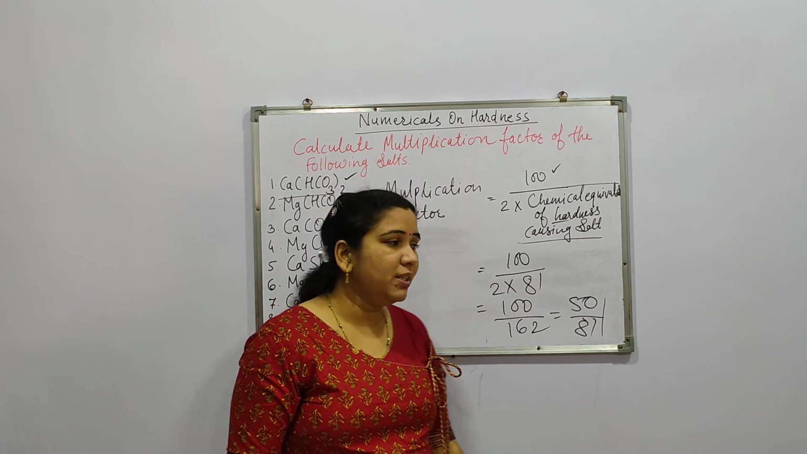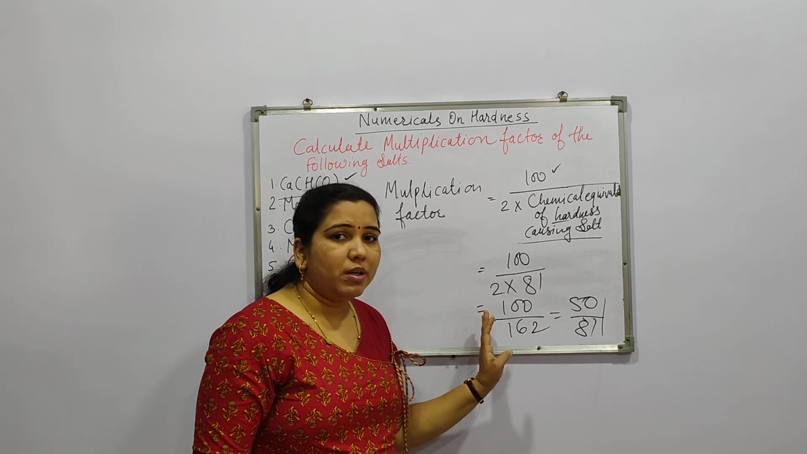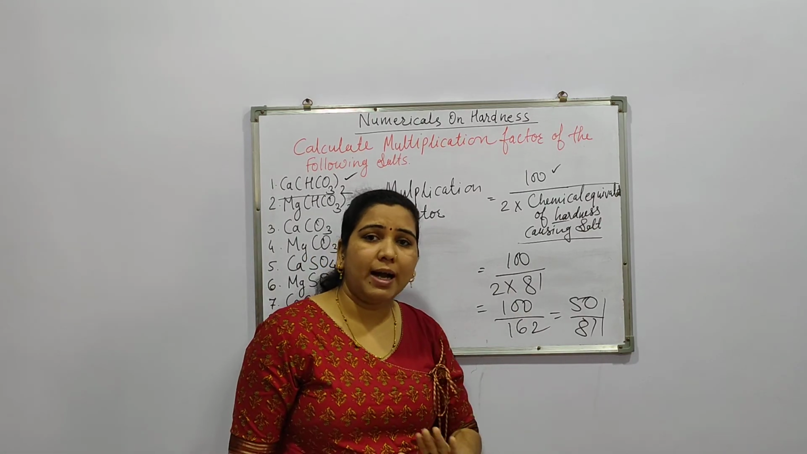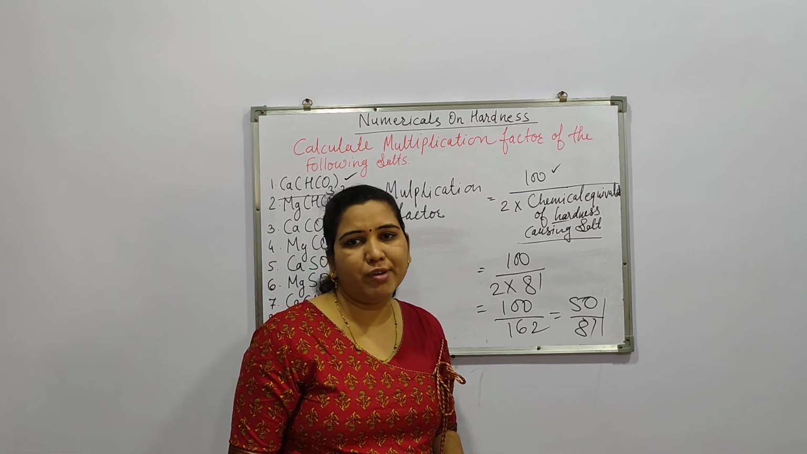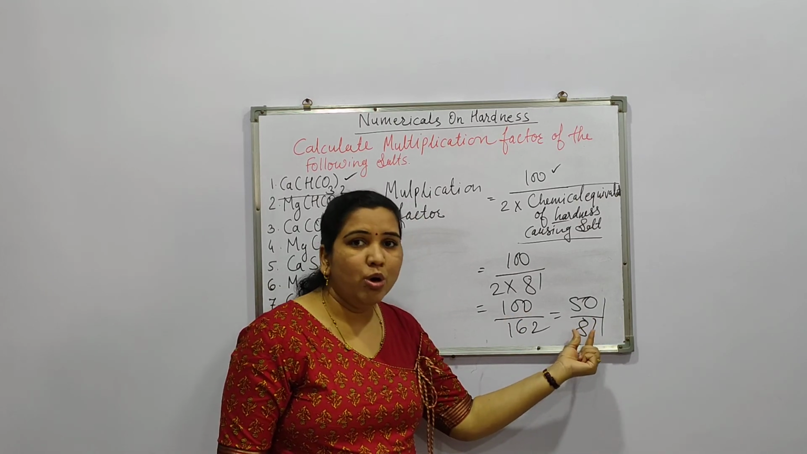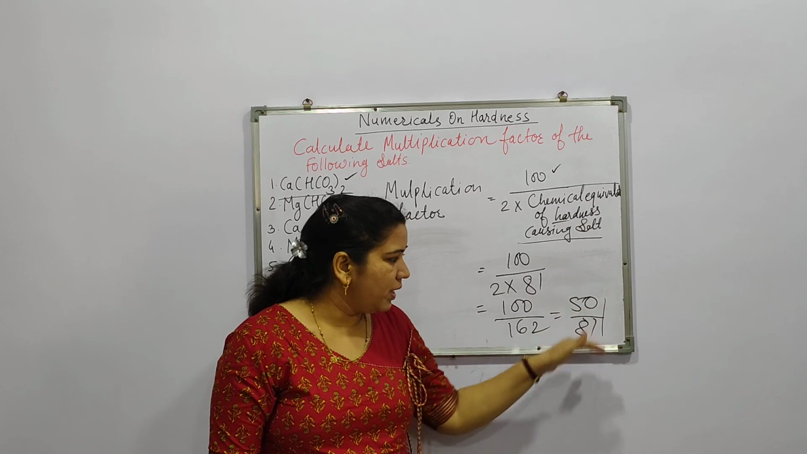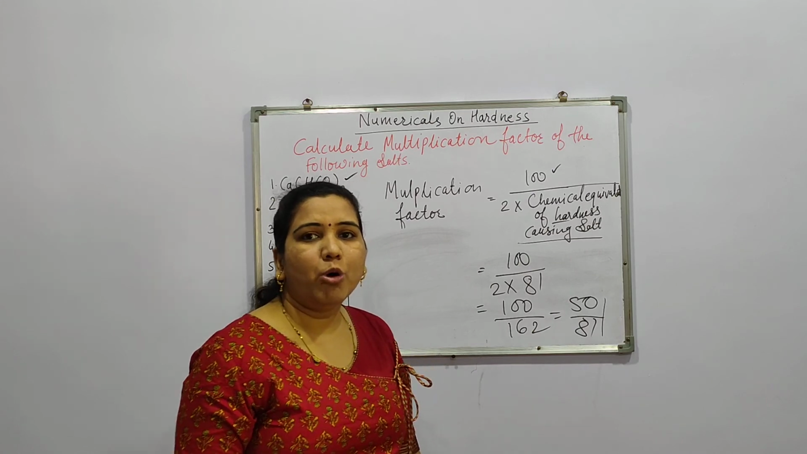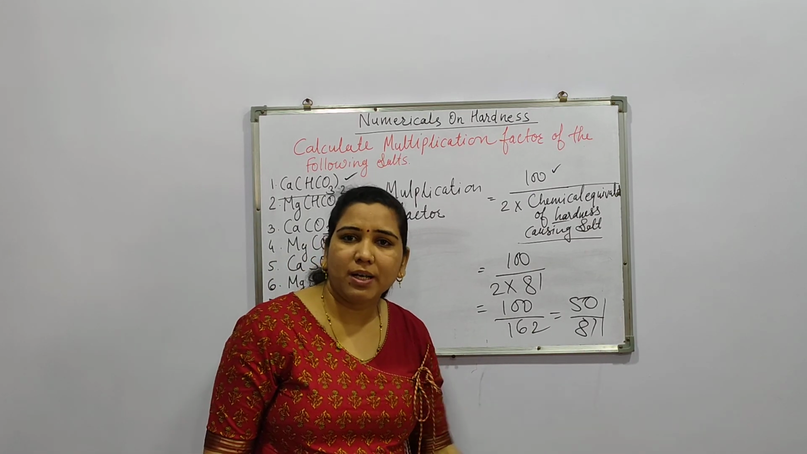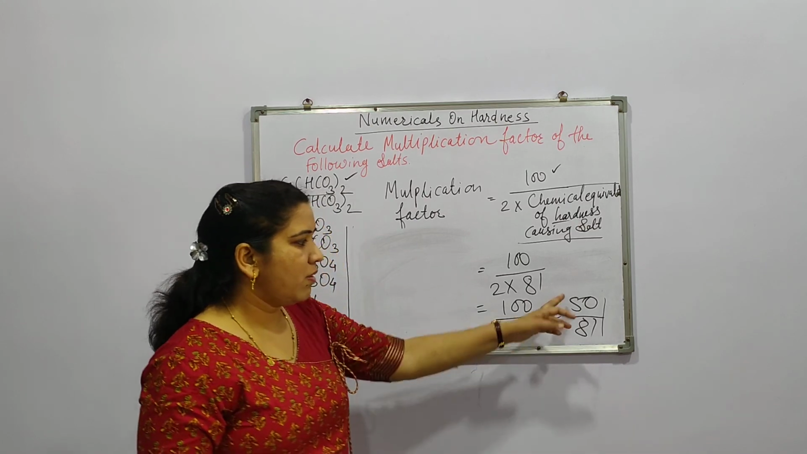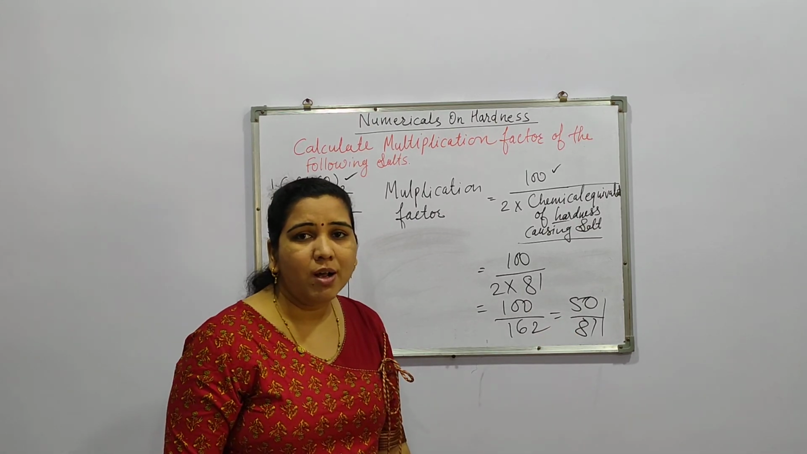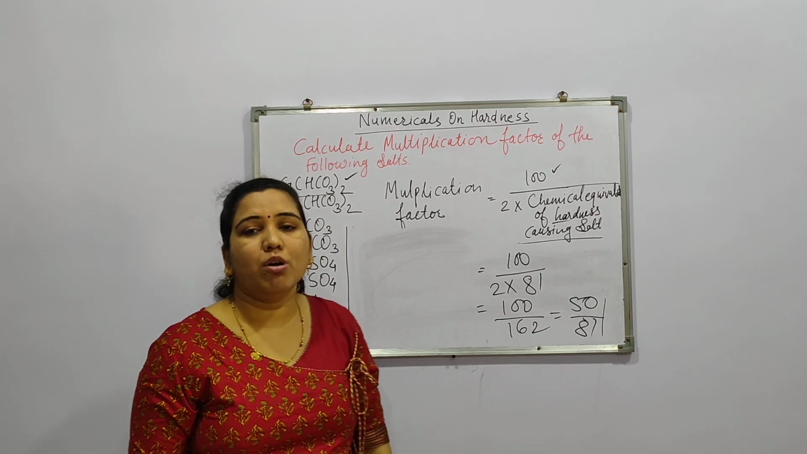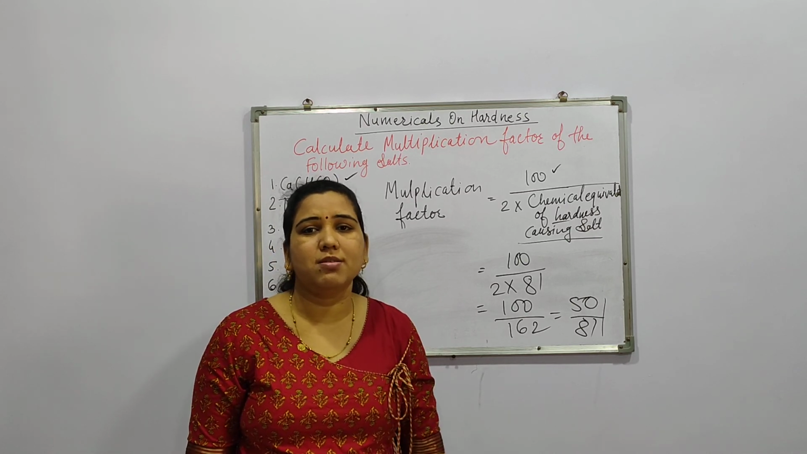Otherwise 0 point something will be the answer, but here some problems are asked like this: calculate the hardness of water, or determine the hardness of water, not the multiplication factor in particular. So whenever we put the value of the multiplication factor, it should be in this way, 50 upon 81, not 0 point something. It will again be difficult for the calculation. So that's why 50 upon 81 is the multiplication factor of Ca(HCO3)2. In this way, we can calculate the multiplication factor of other salts also. We will see it in the next video.